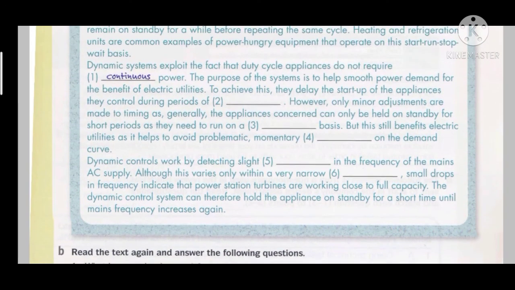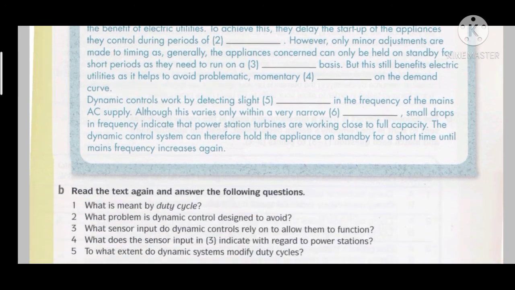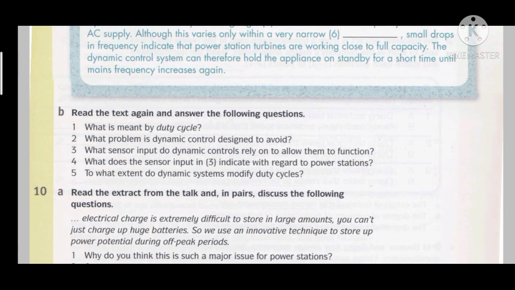Let's see. Yes, here it is. But this still benefits electric utilities as it helps to avoid problematic momentary blips on the demand curve. So it helps to avoid momentary blips in demand. Number 3. What sensor input do dynamic controls rely on to allow them to function?